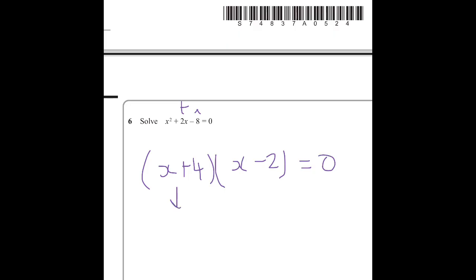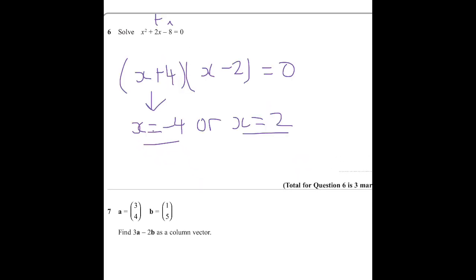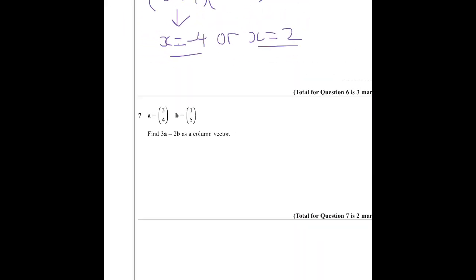Remember, we're solving, so each bracket is 0. For the first bracket to be 0, x would have to be -4. Or for the second bracket to be 0, x would be +2. So here are your two answers for number 6. It's a very textbook question, solving quadratics.